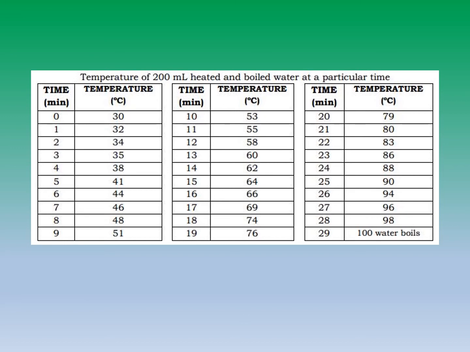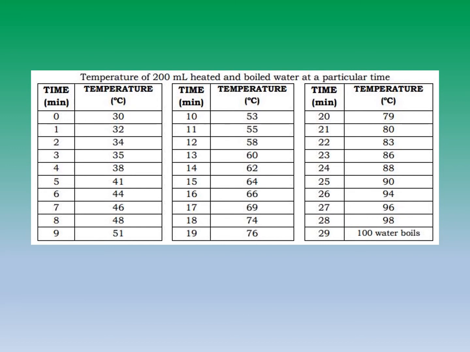So in this graph, or in this table, I'd like to let you know that the temperature of 200 ml of heated or boiled water at a particular time was observed. As indicated here, in terms of the time per minute, this is from 0 to 29 minutes.